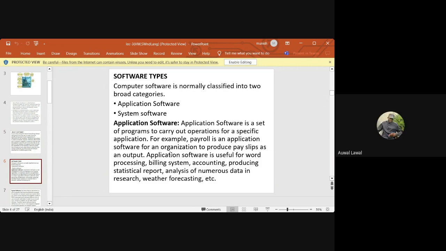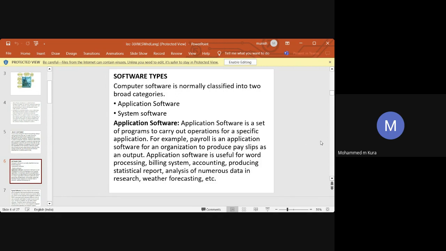Application softwares are programs that help users to solve day-to-day activities, while system softwares are programs that direct the operation of the computer. Okay, very good. Anybody else?